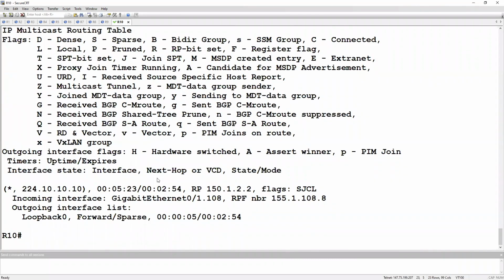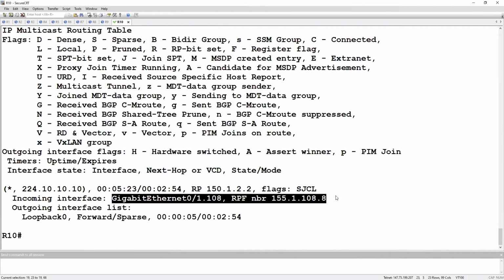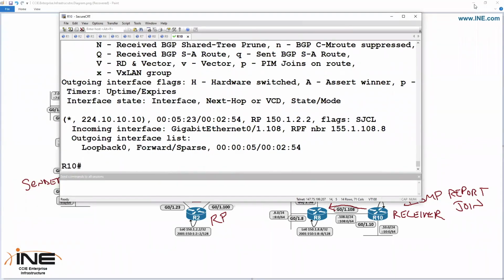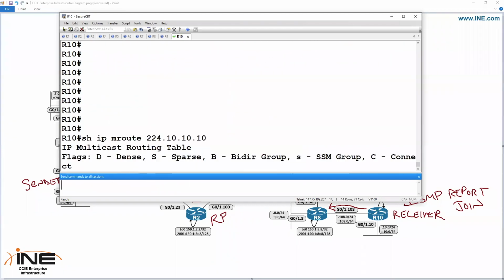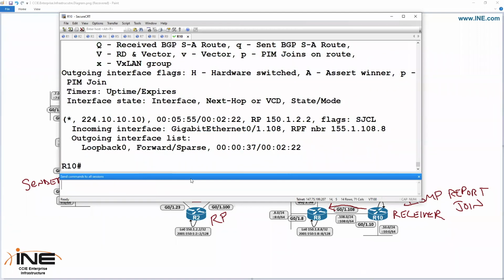it says the incoming interface is gigabit 0/1.108. The reverse path forwarding neighbor is 155.1.108.8. Okay, so if we look back at the topology, this is on the interface that's pointing towards router 8. Okay, gig 0/1.108. So if we go to router 8 and look at the same thing, so on everybody, let's show ip mroute 224.10.10.10.